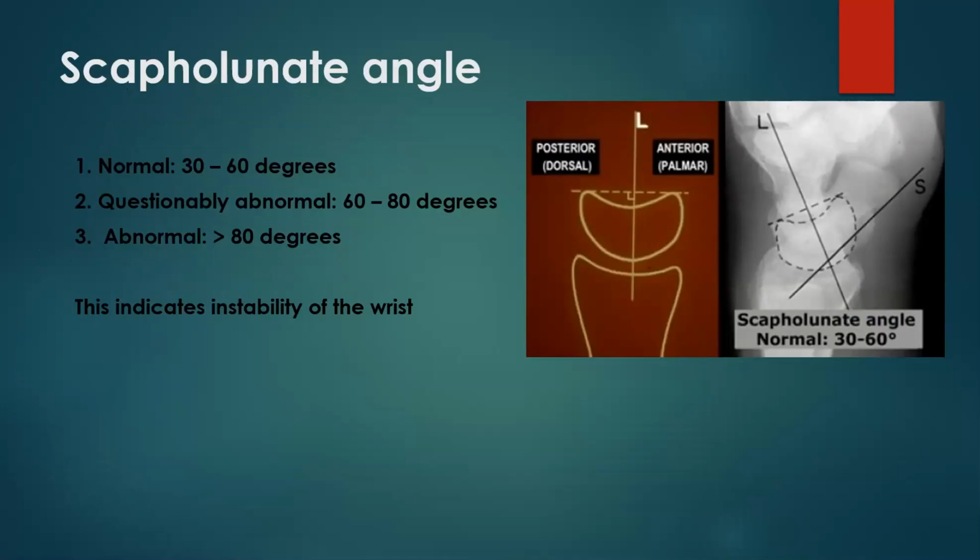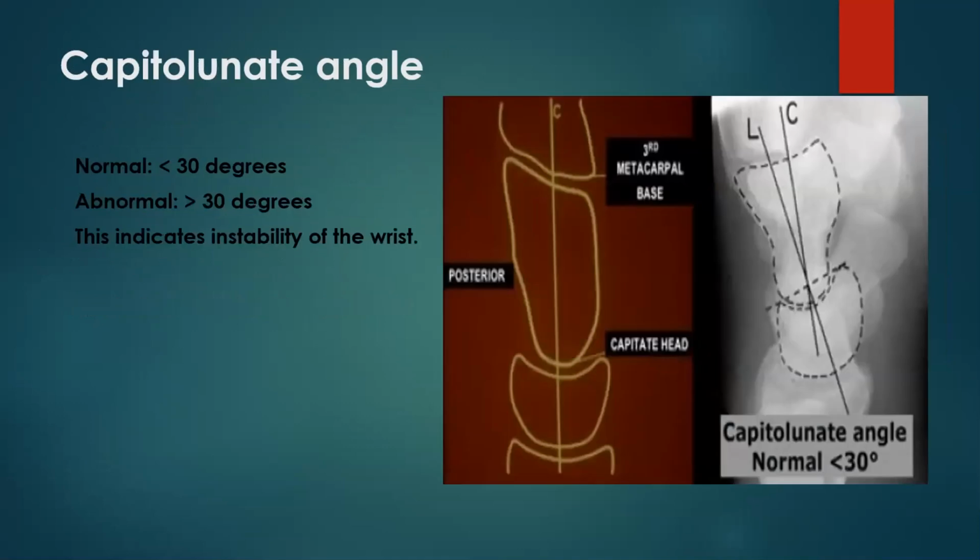Scapholunate angle is normally between 30 to 60 degrees, questionably abnormal if it is between 60 and 80 degrees, and abnormal if it is above 80 degrees. It indicates instability of the wrist. Capitolunate angle is normally below 30 degrees, abnormal if above 30 degrees. This also indicates instability of the wrist.